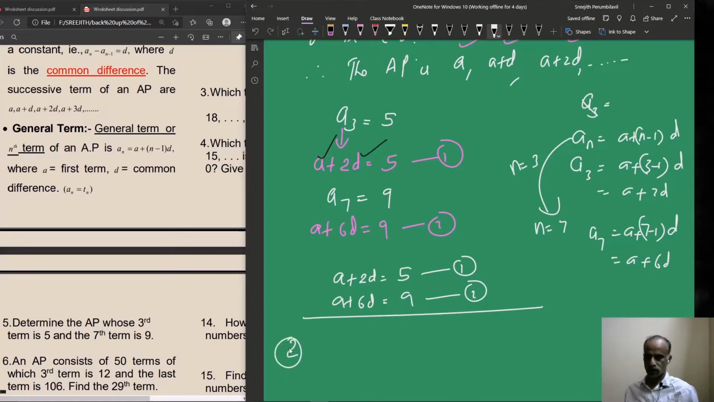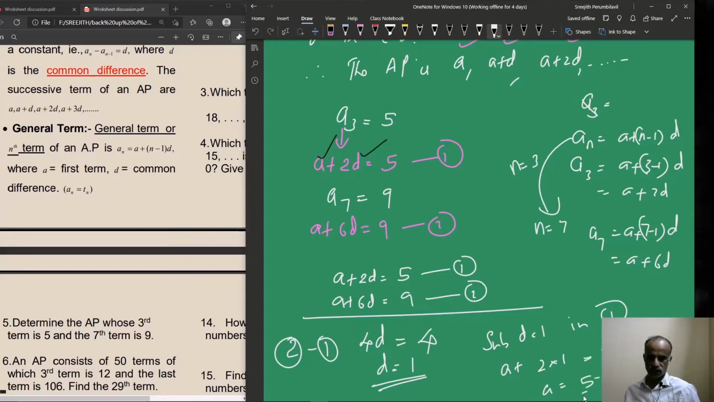Relation 2 minus relation number 1: a minus a goes, 6d minus 2d. 4d is equal to 9 minus 5, that is equal to 4, or d equal to 1. It is just solving linear equations. Substituting d equal to 1 in relation number 1, we get a plus 2 into 1 is equal to 5, or a is equal to 5 minus 2, that is equal to 3.